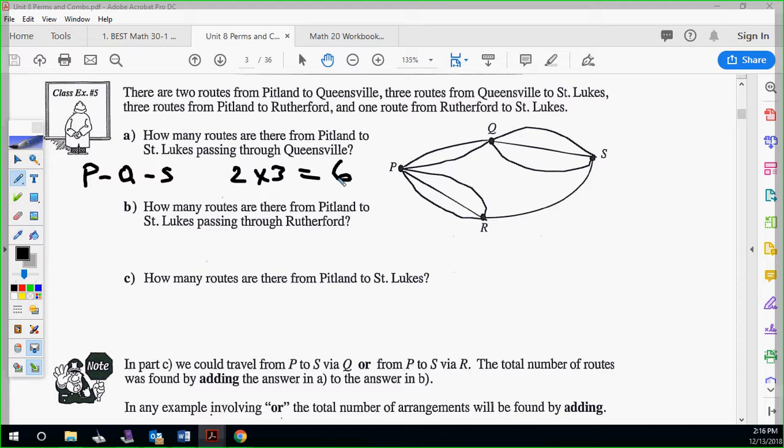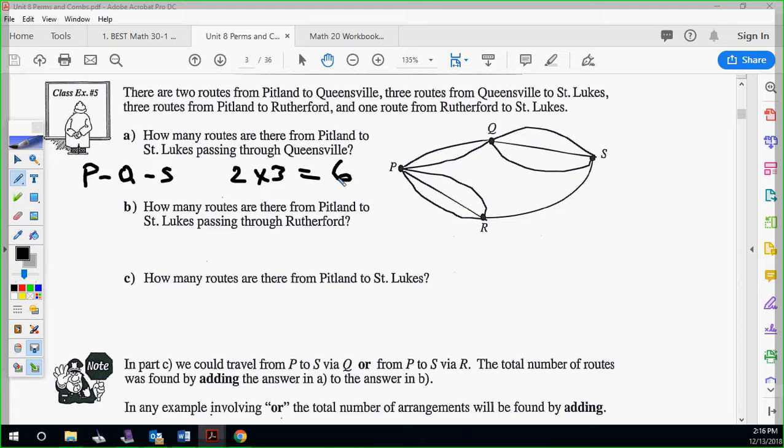There's 2 routes from Pitland to Queensville, sorry. And then 3 routes from Queensville to St. Luke's. So it's 2 times 3 for options. So 6 paths you could make.